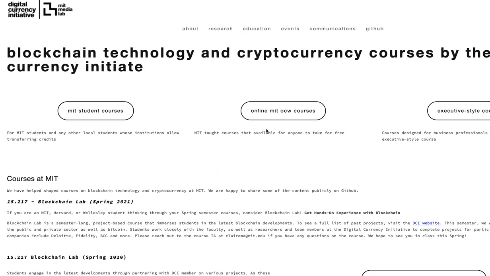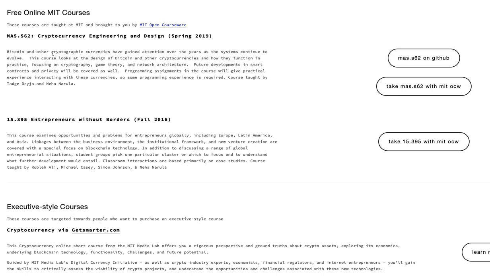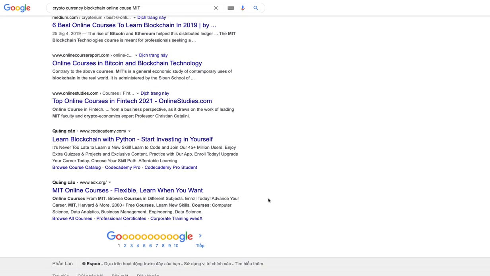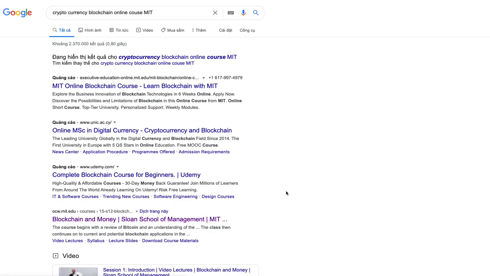Those courses are definitely very technical, so you can read the overview of the course and you will know that this is for the technical aspect. So yes, that's pretty much the basics of how you can understand the technical aspect of cryptocurrency and blockchain technology.